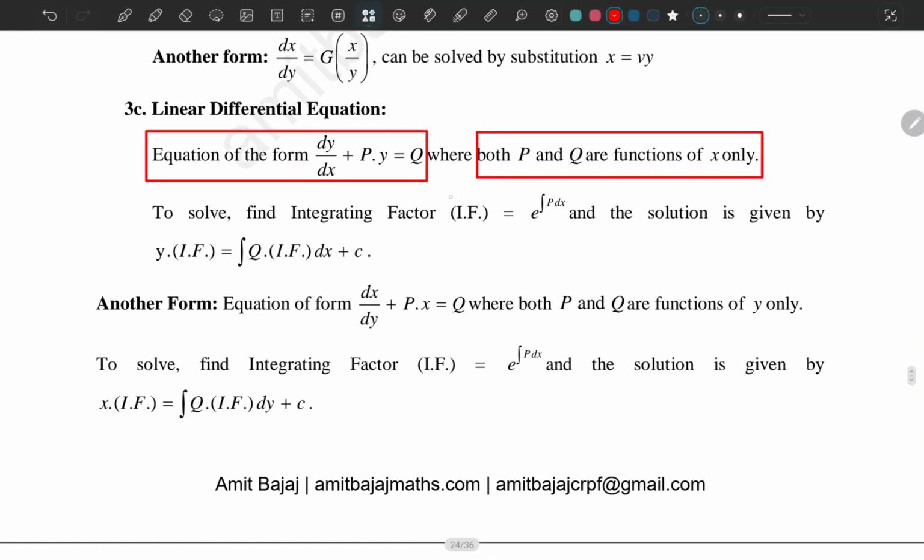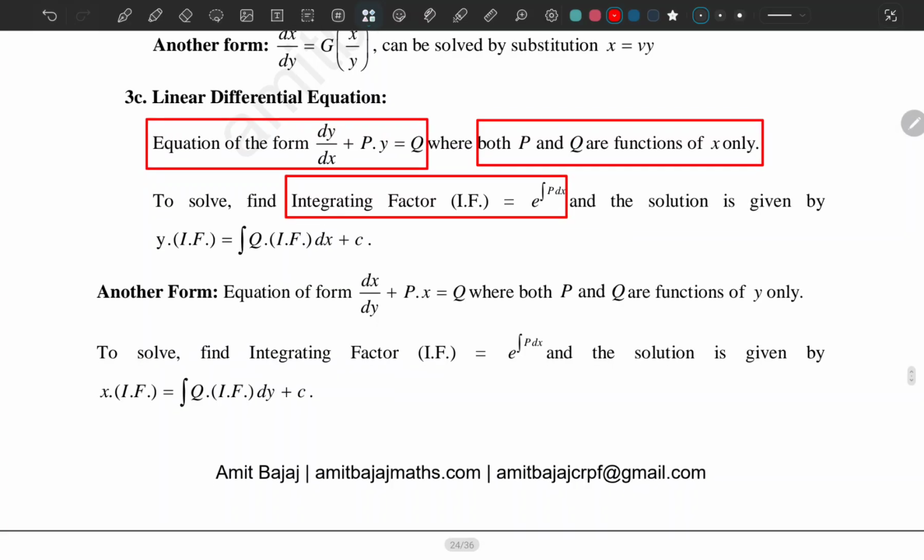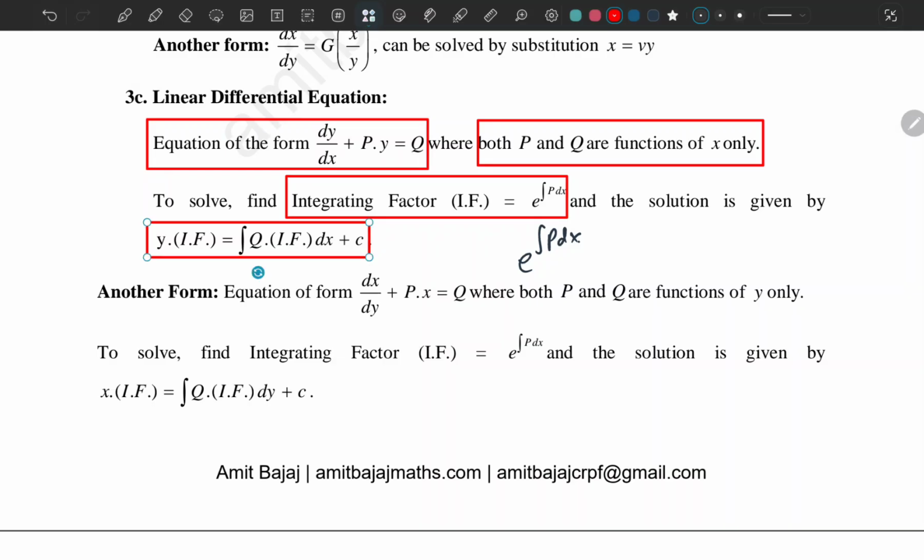And to solve it, this is your integrating factor. Sometimes CBSE asks this in 1 marker questions. So the integrating factor is e to the power of the integral of p dx. That's it. This is what we use to solve our differential equation. IF is the integrating factor and q is a constant or a function of x, right?